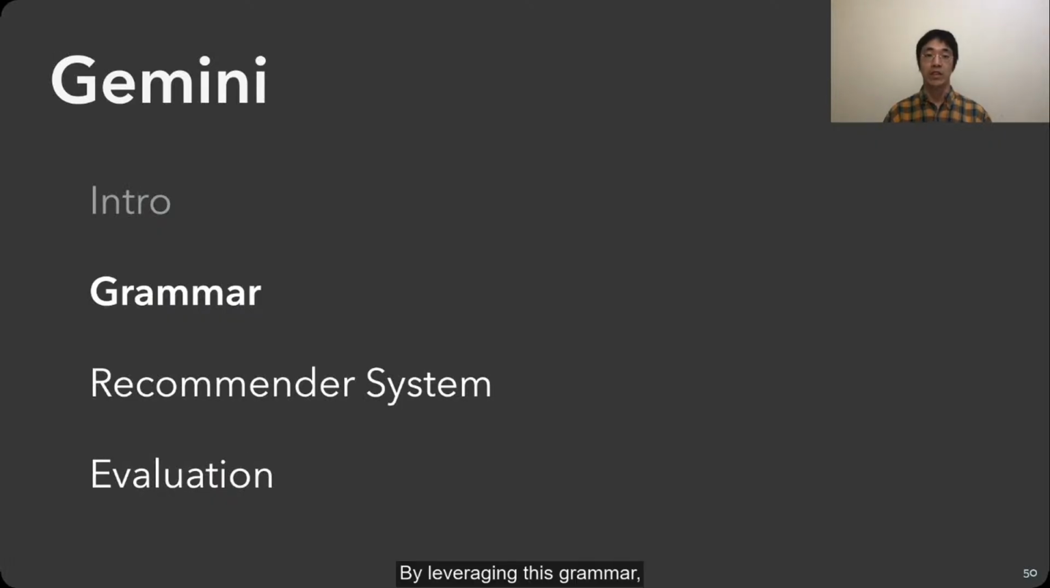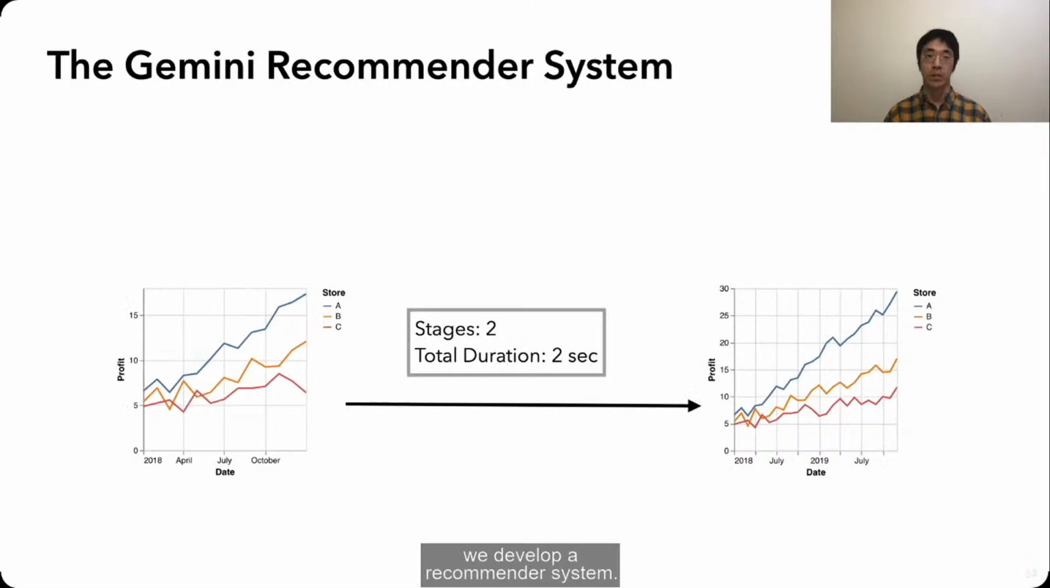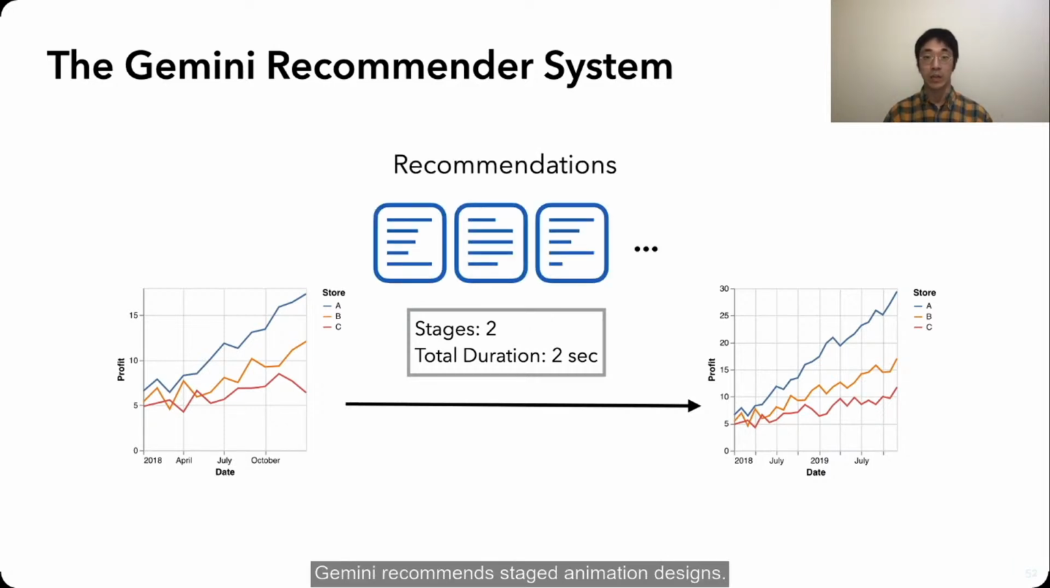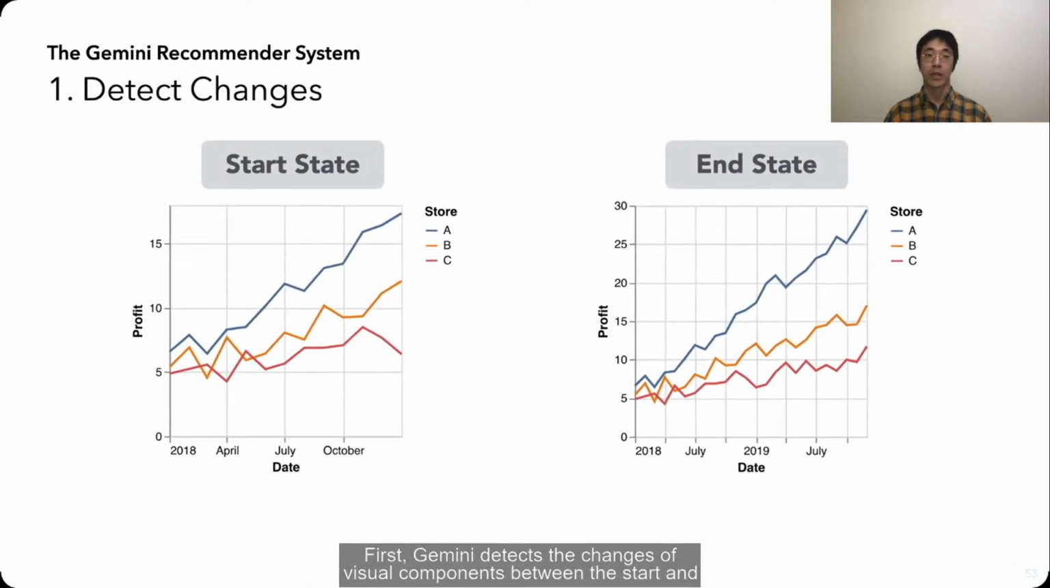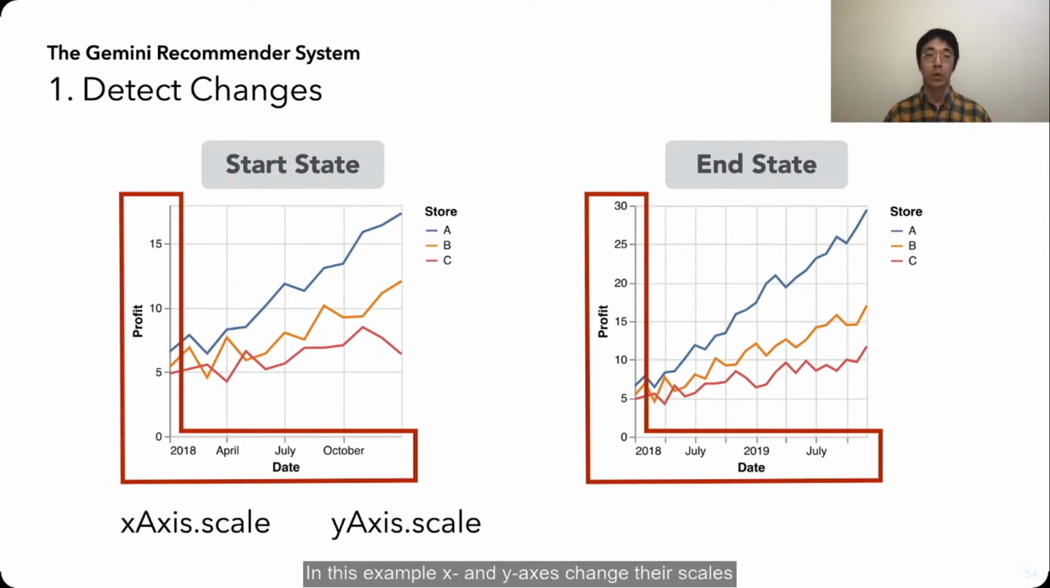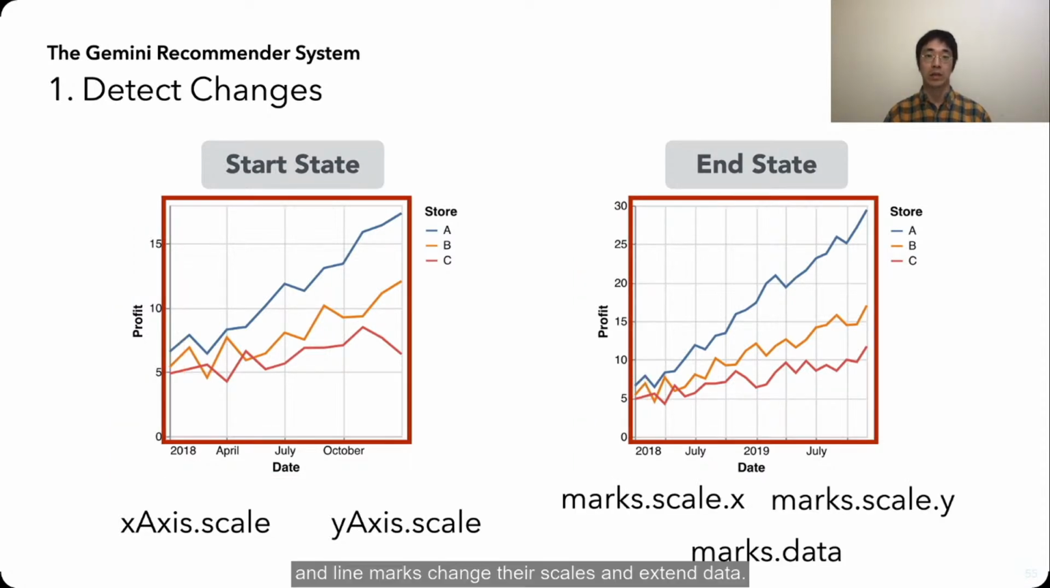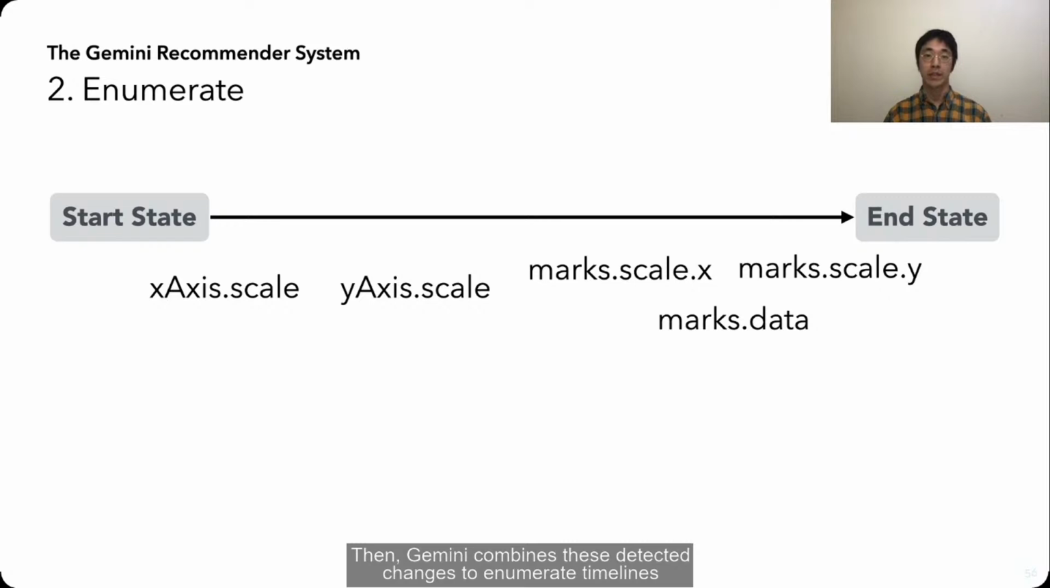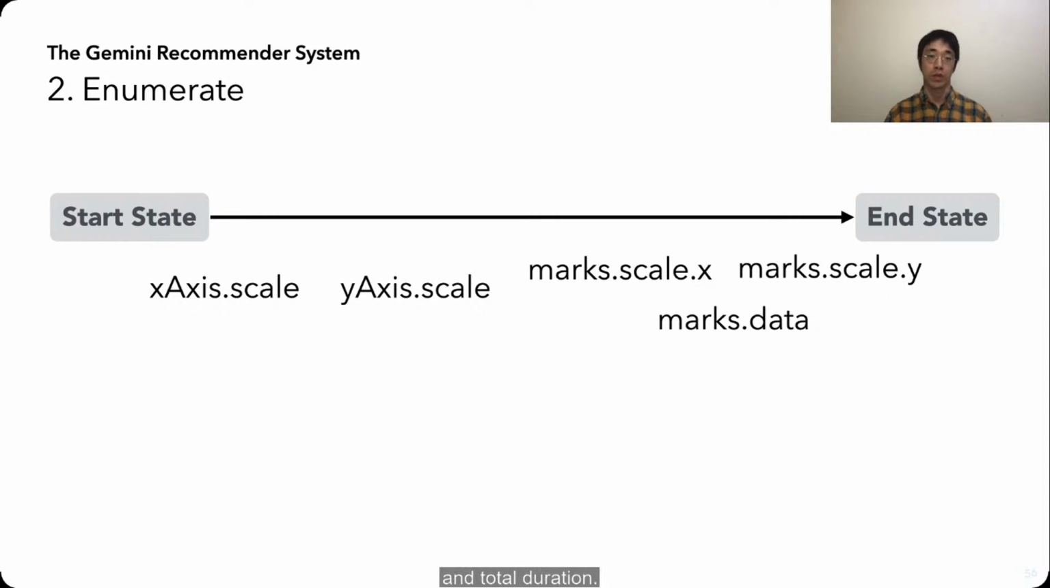By leveraging this grammar, we develop a recommender system. For given transitions and user-provided parameters, such as the number of stages and total duration, Gemini recommends staged animation designs. The recommendation process has 3 steps. First, Gemini detects the changes of visual components between the start and the end state. In this example, X and Y axis change their scales, and line mark changes its scales and extends data. Then, Gemini combines these detected changes to enumerate timelines with the user-provided number of stages and total duration.